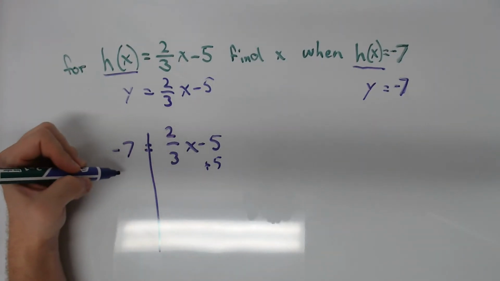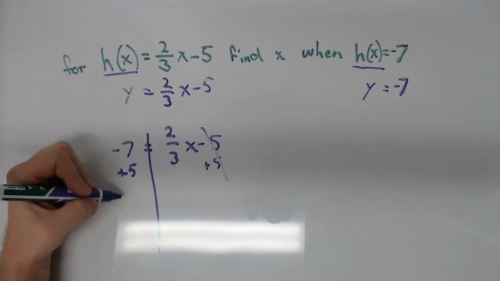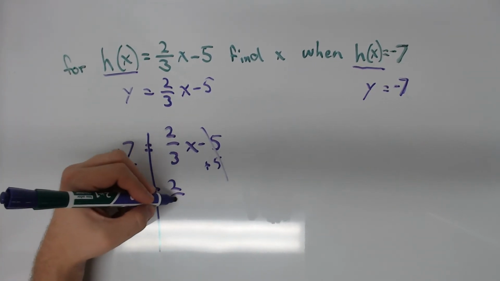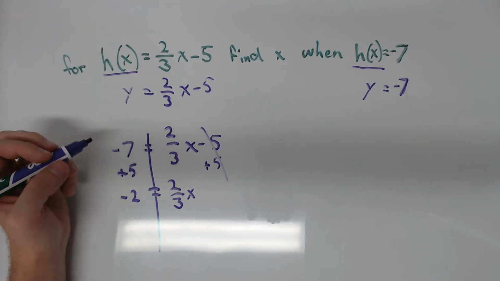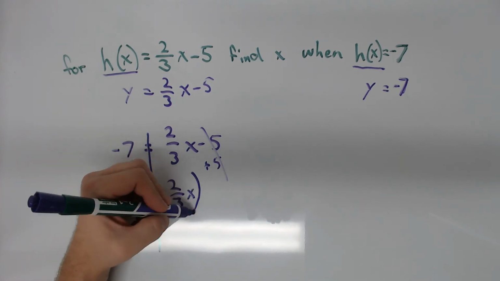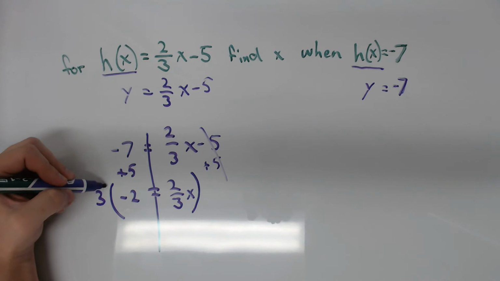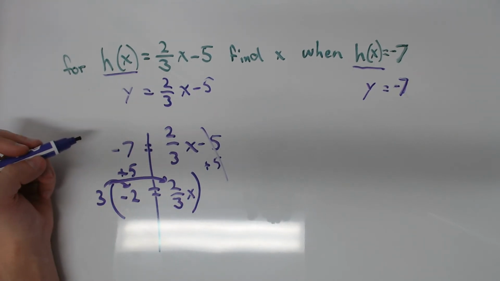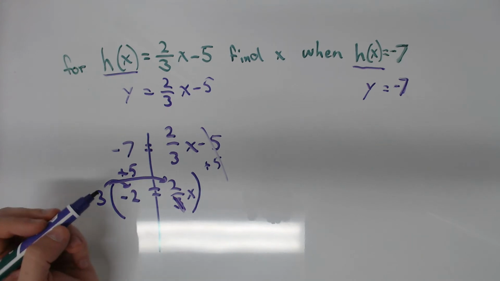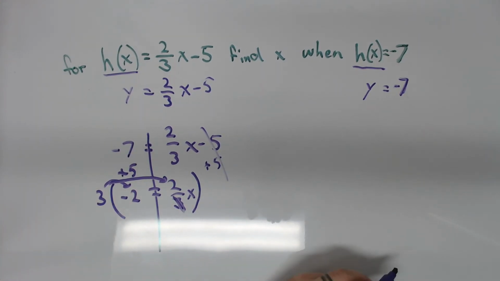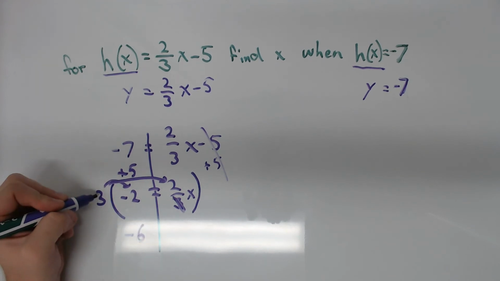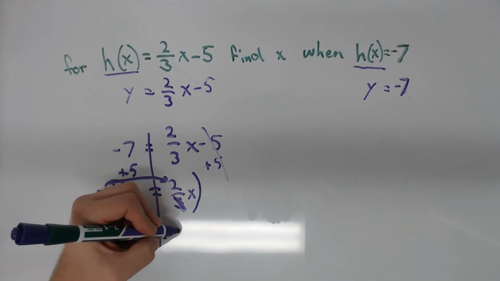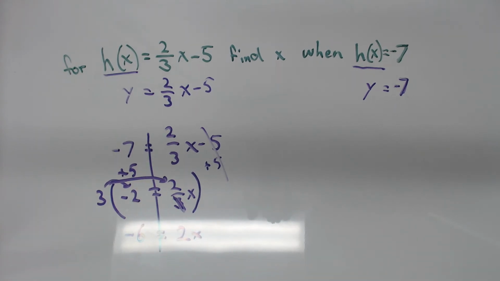Add 5 to both sides to get the 5 off over here. -2 equals 2/3 x. Now, a simple way to handle fractions, some of you guys struggled with this, so I'm just going to go through a little strategy: if you multiply everything by the denominator of a fraction, anything that had the denominator cancels out with it. Anything that didn't actually gets multiplied. This is a useful skill going into an advanced algebra class too. So 3 times -2 is -6. The 3 canceled with that 3, so it's just 2x now. So there's a little strategy for you.